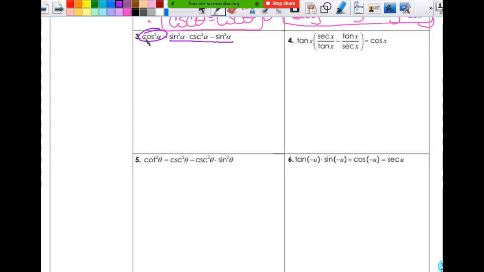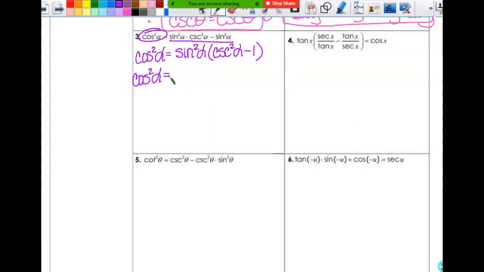So I'm going to rewrite the left side. So this is cosine squared alpha equals, when I look at the right-hand side algebraically, I have a GCF. So I'm going to factor out my GCF, which is sine squared alpha times cosecant squared alpha minus 1. Okay. Rewrite my left-hand side again.